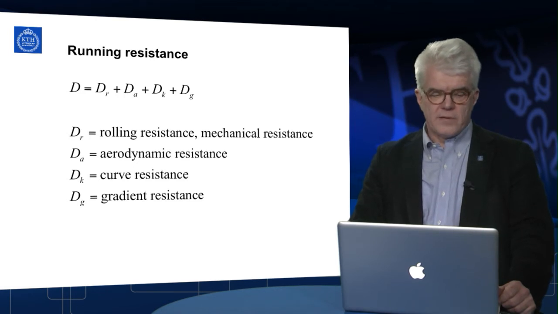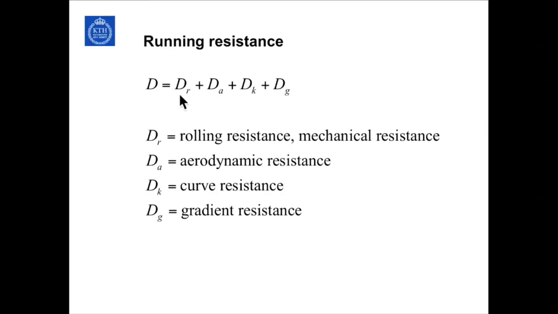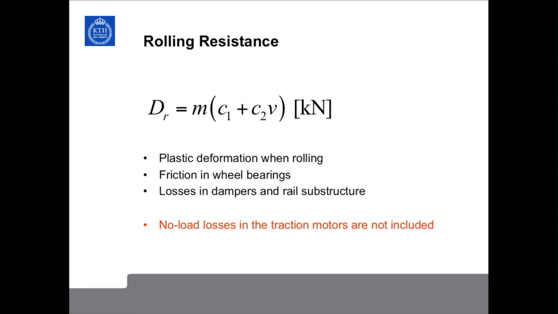The first part is called the rolling resistance or the mechanical resistance. The second is the aerodynamic resistance. Then we have curve resistance and gradient resistance. The first part, the rolling resistance, has two parts. One constant part determined by the mass of the train and a constant, and the second part which is proportional to the speed, that is, it increases with increasing speed of the train. This is due to plastic deformation when rolling. You have friction in wheel bearings, losses in dampers and in rail substructure. So this is the rolling part of it.